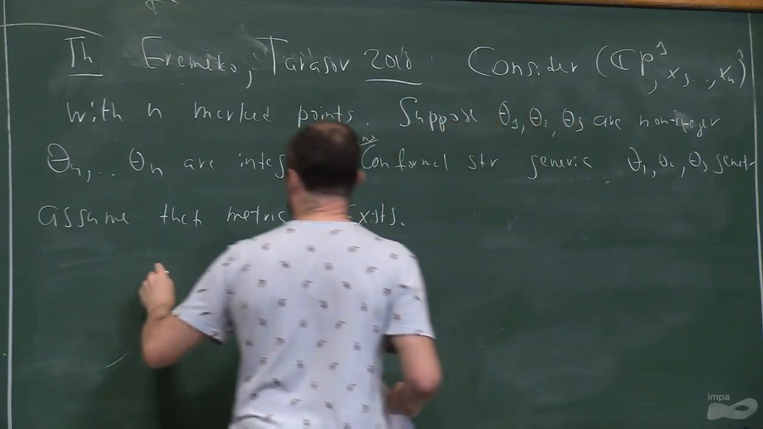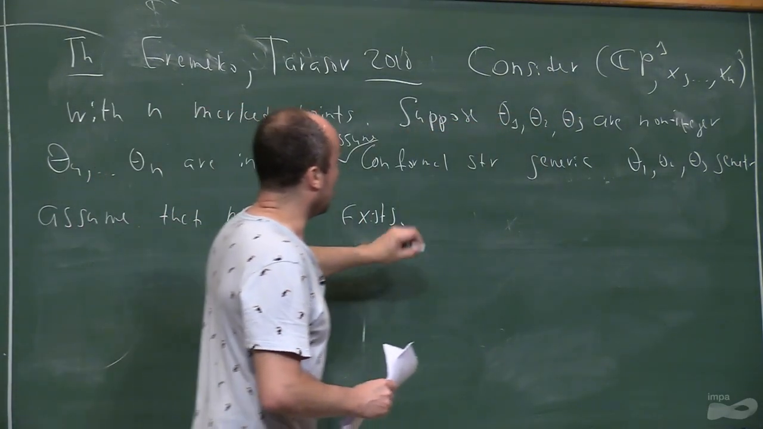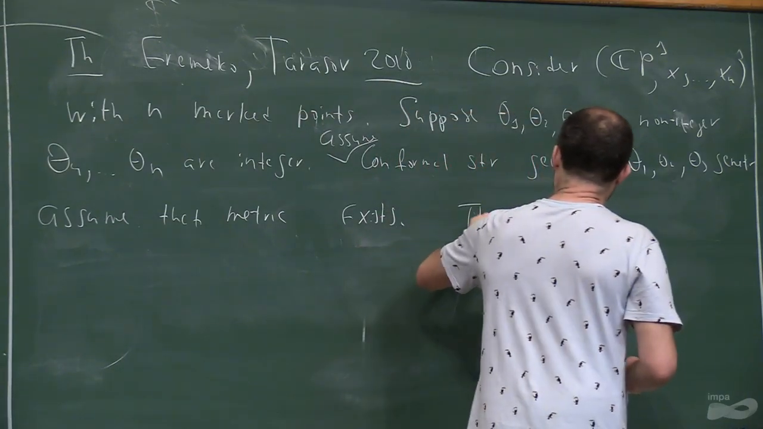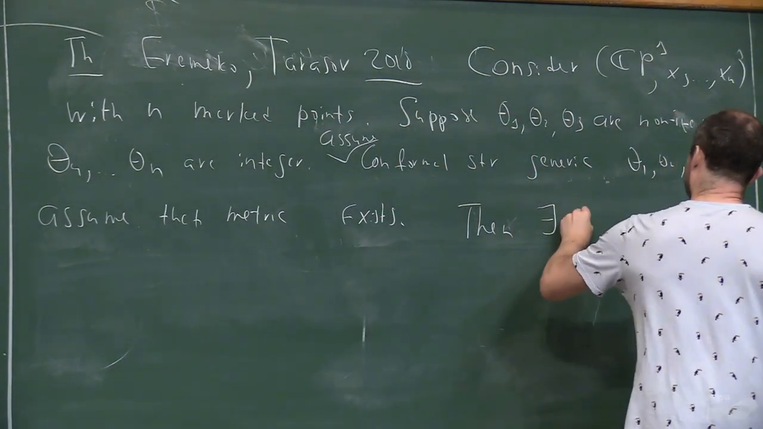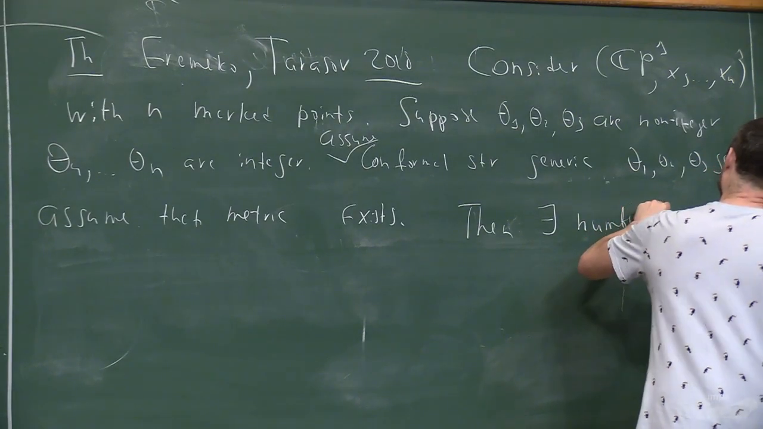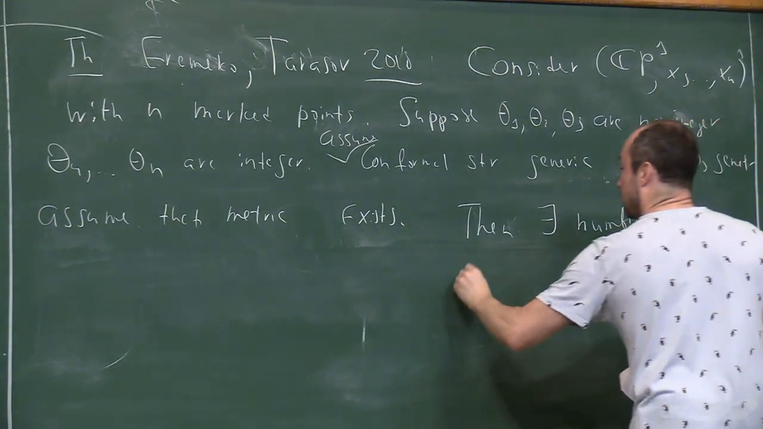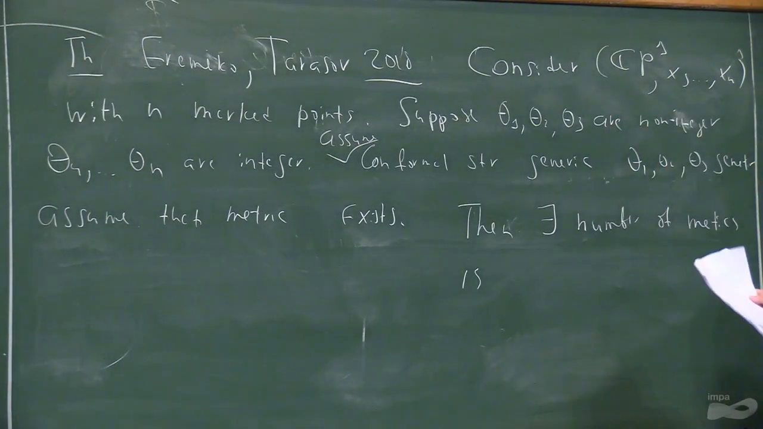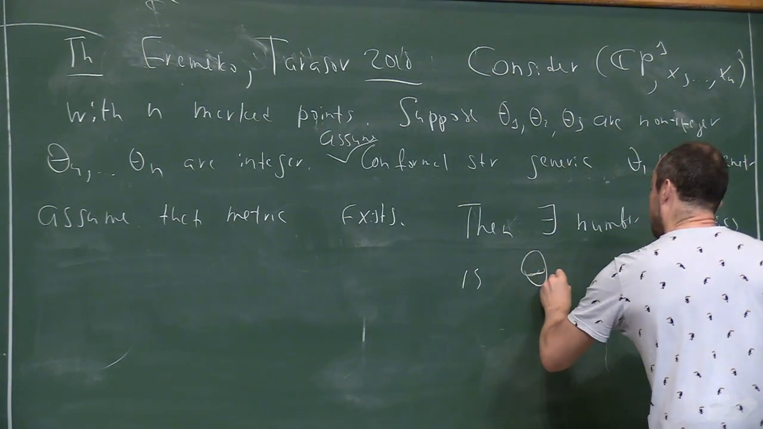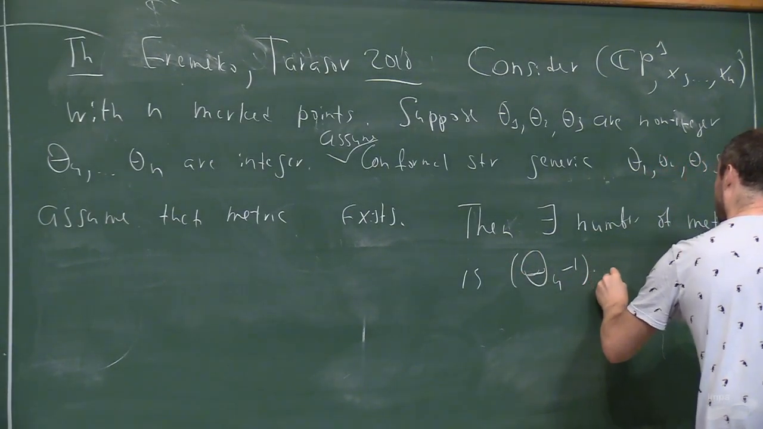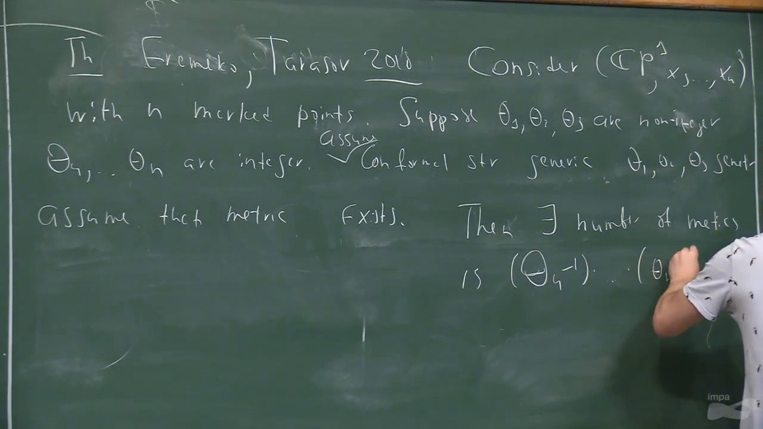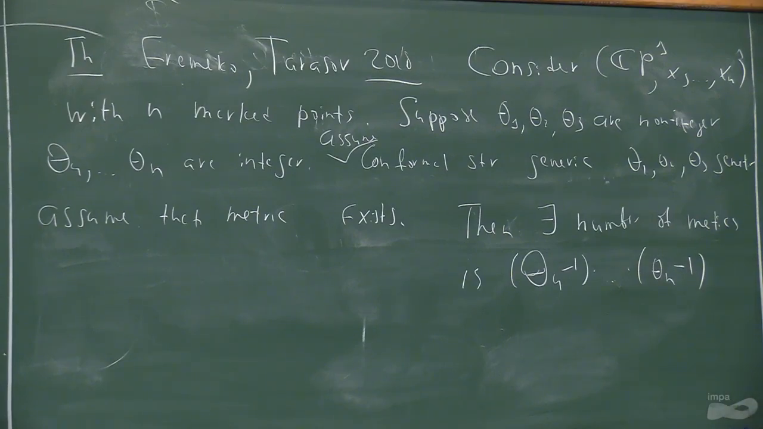So then you can say what is the number of such metrics. Then the number of metrics is given by a nice simple formula, theta 4 minus 1, etc., theta n minus 1. Okay, so the number of metrics is known. It can be quite big, yeah?